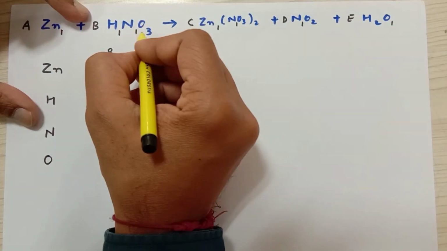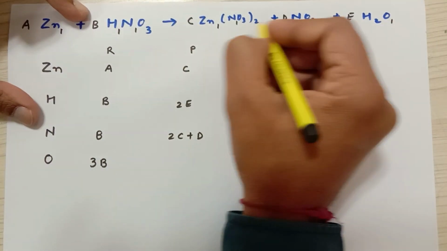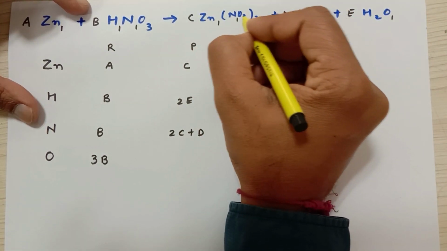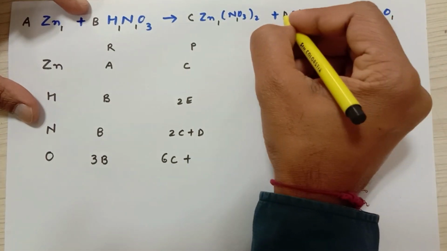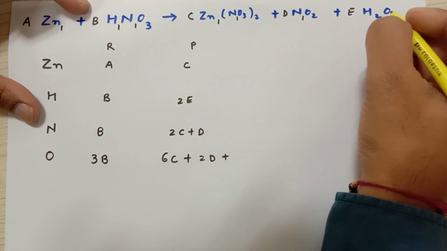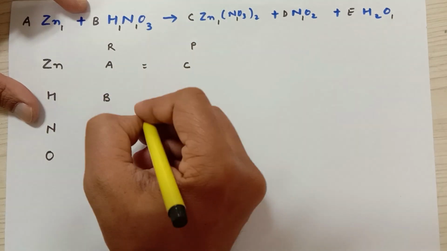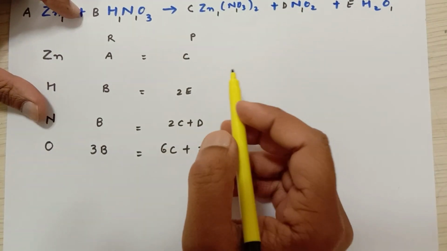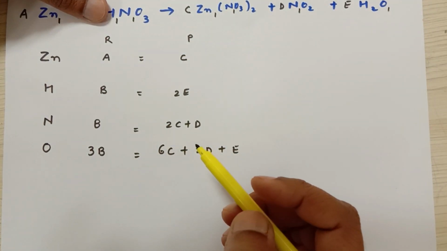Correct guys? Now oxygen is 3 into B, 3B. Now on this side the oxygen is 3 2s are 6, so 6C here plus 2D over here plus 1 into E is E over here. Now all these are equal. Correct guys? Now look for an alphabet that appears in the maximum number of equations.